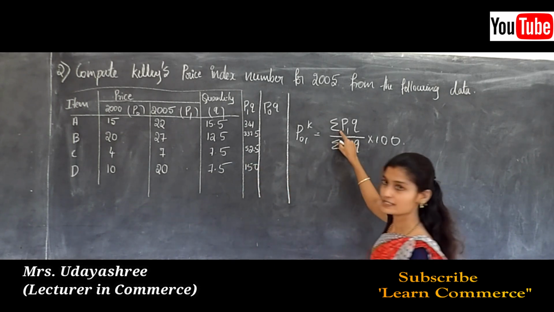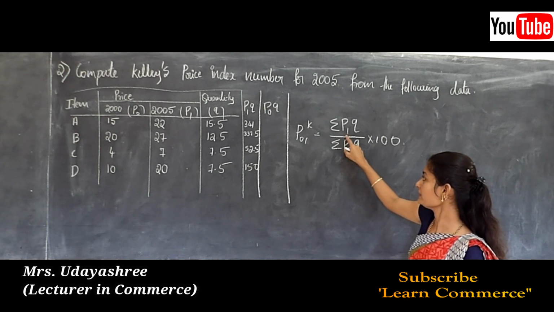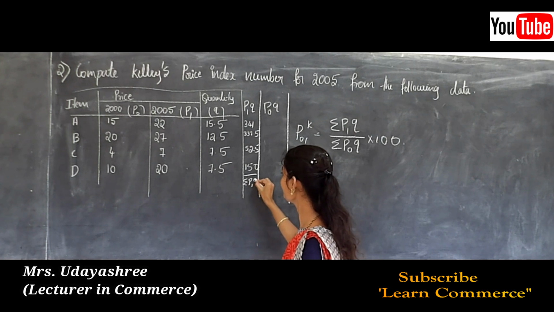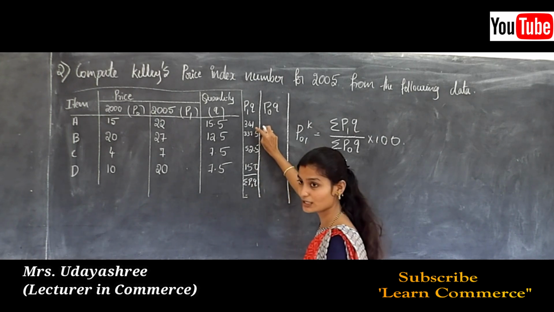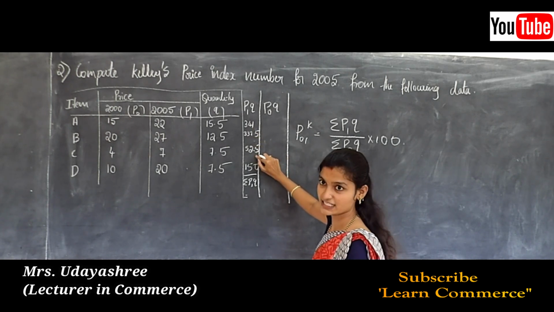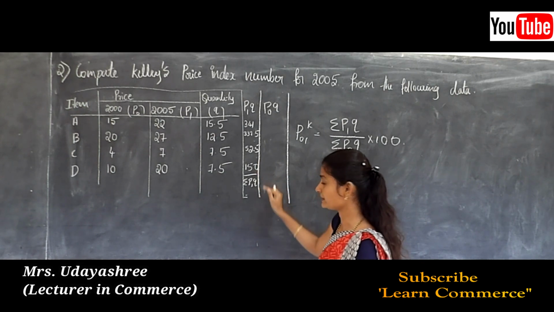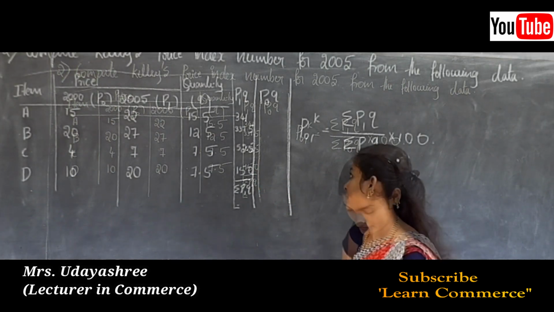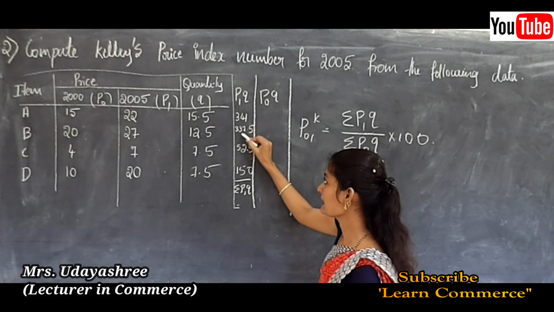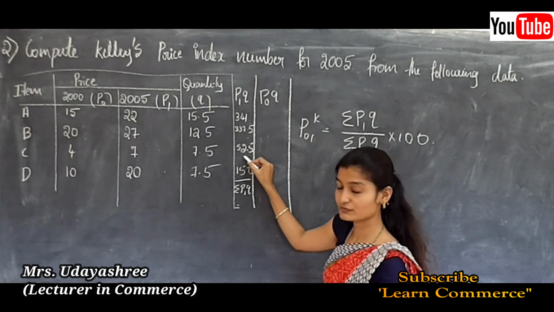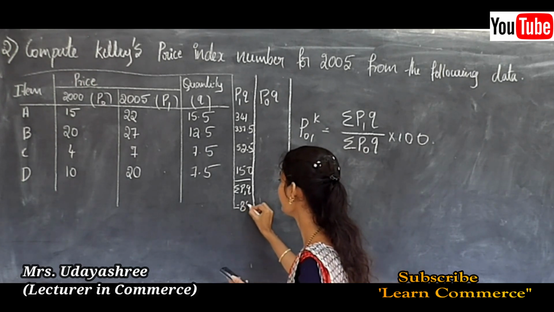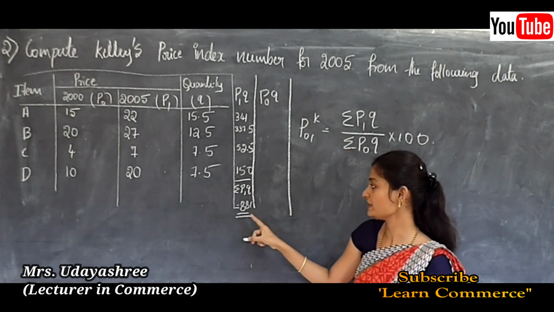Now calculate sum of P1 into Q. How to calculate sum of P1 Q, that is 341 plus 337.5 plus 52.5 plus 150. Then final answer is 881. Sum of P1 Q is 881.